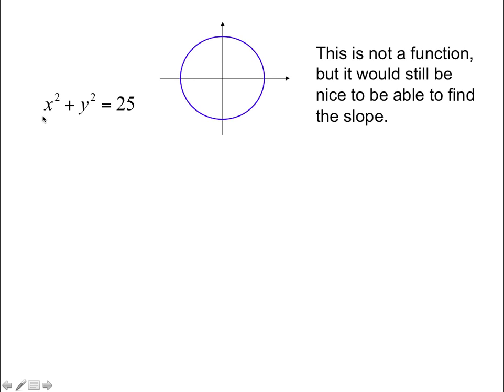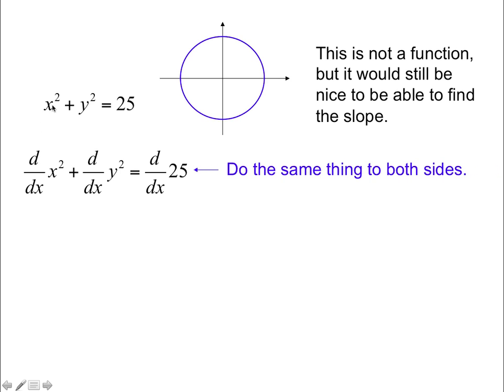To set this up, we're just acknowledging that I'm taking the derivative of an x squared term with respect to x. Then I need to take a derivative of a y squared term with respect to x, so I'll need a chain rule there. And then I have to take a derivative of 25, which is a constant, with respect to x.